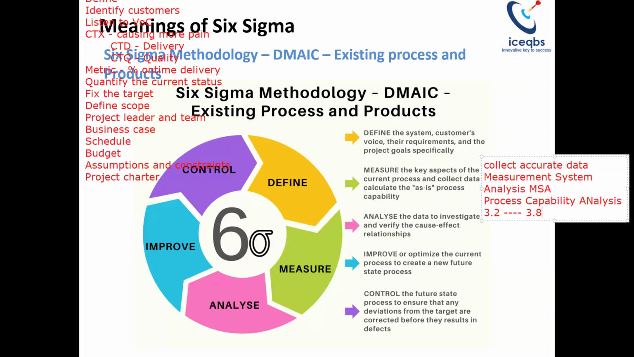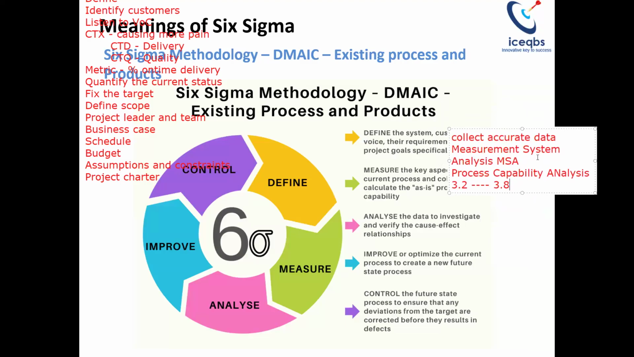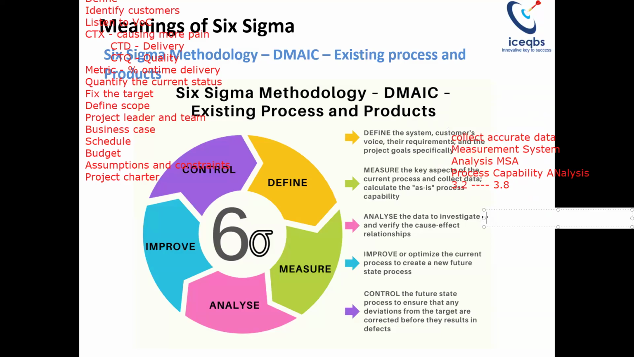So data collection, measurement system analysis, and process capability analysis are the three major activities which we do in the measure phase of Six Sigma. In the analyze phase, the data you collected from the measure phase, you are going to analyze with the help of statistical tools. And at the end of the analyze phase, you are going to finalize the 3 or 4 critical root causes which have the major impact on the problem, right?